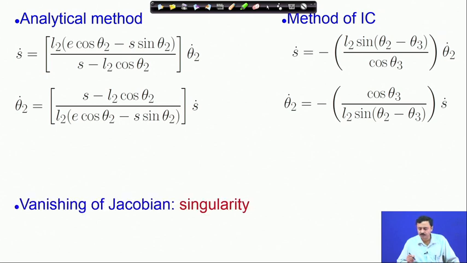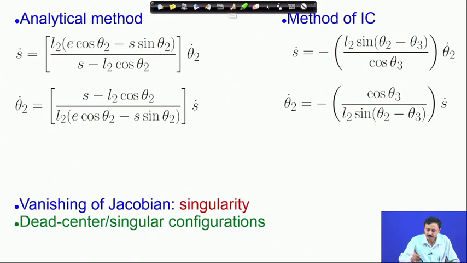Now, vanishing of the Jacobian, as we have mentioned, relates to the singularity of the mechanism. These singularities are the dead center, the singular configurations, the configurations where the Jacobian is singular or non invertible. These are the singular configurations or the dead center configurations of the mechanism, and we have discussed and drawn the dead center configurations. So, let me show that.